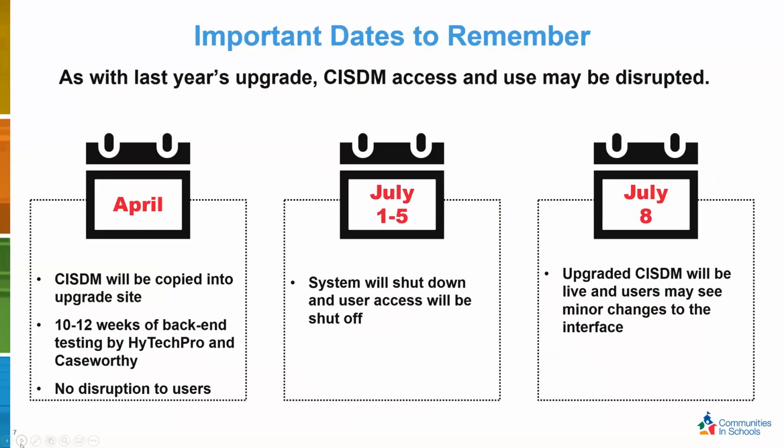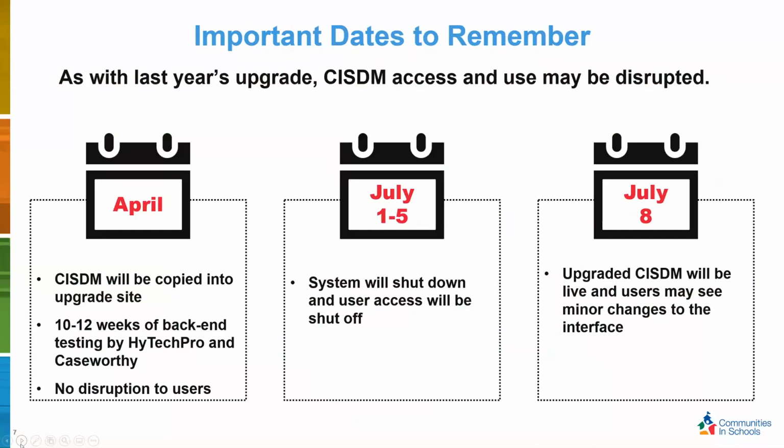And that'll really give us pretty much 3 months of back-end testing. And we are working with Caseworthy as well as another technology partner to do that kind of testing. So the forms, the hierarchy, all of those technical pieces that are so integral to our system will be tested to make sure that the upgraded version can handle all of the things that we have built out for CIS. But again, this is all kind of offline, and you will not be affected in your work in CISDM.